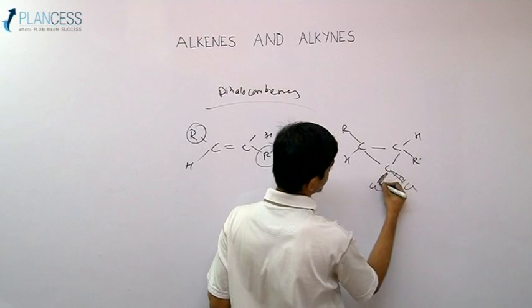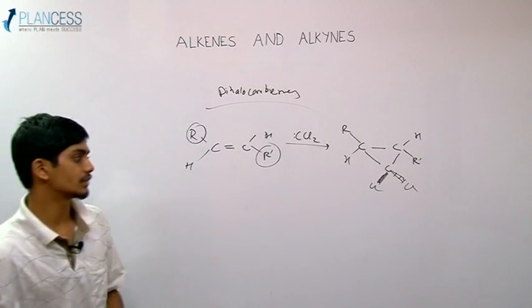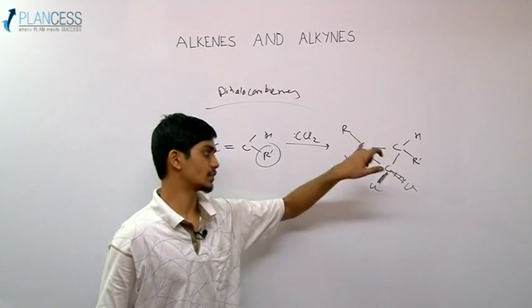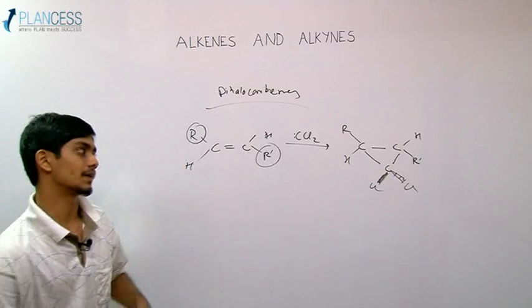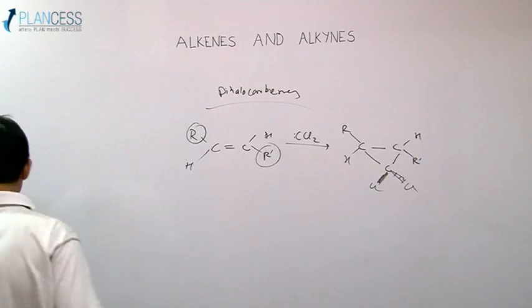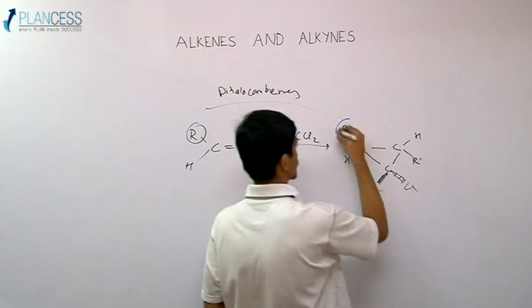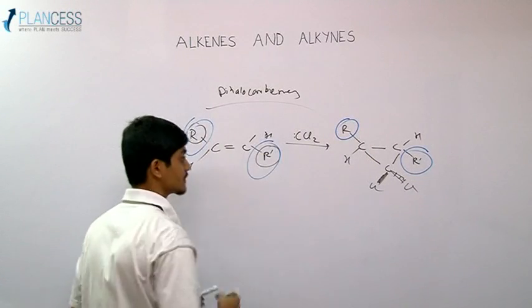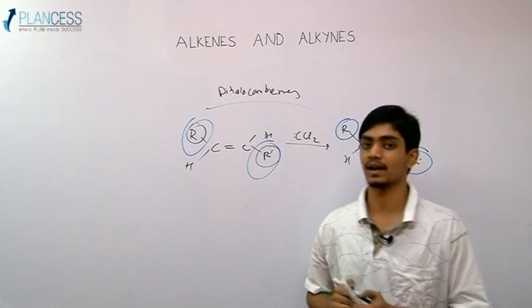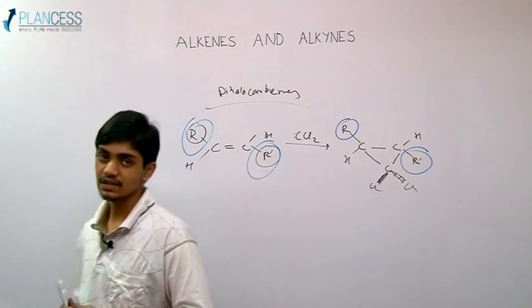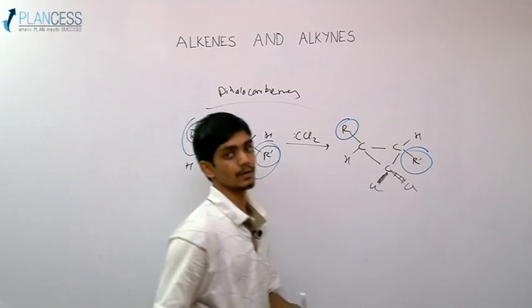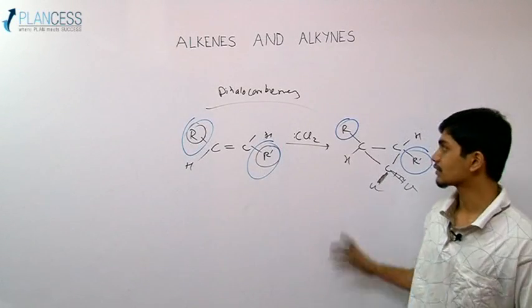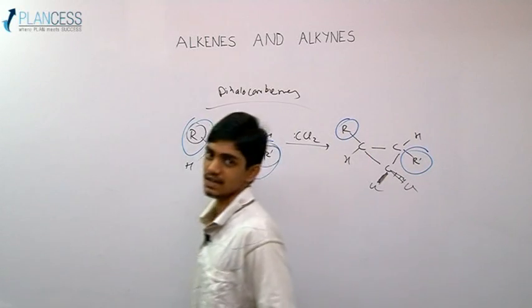Now these two are in the plane and this is above the plane, this is below the plane. But what is most important is the stereochemistry of the R and R dash groups. They are trans if they were trans earlier, and cis if they were cis earlier in the alkene. So if you use a cis alkene, you will get a cis product over there. So this was the end of the alkenes reactions.